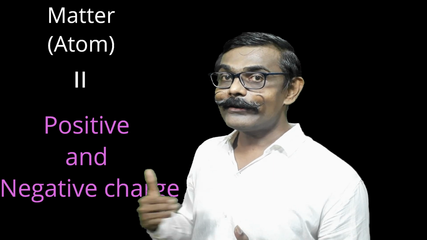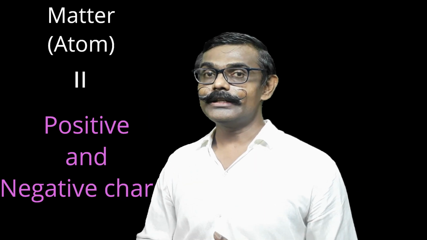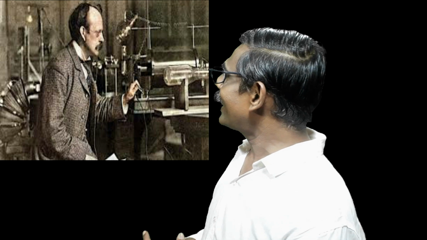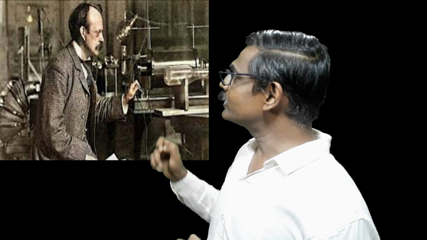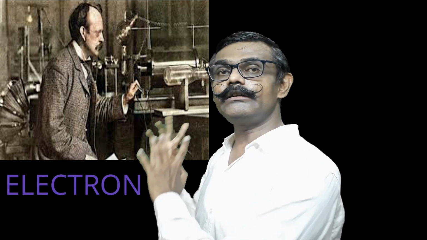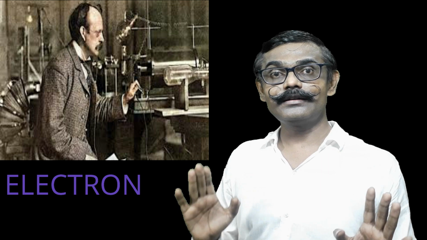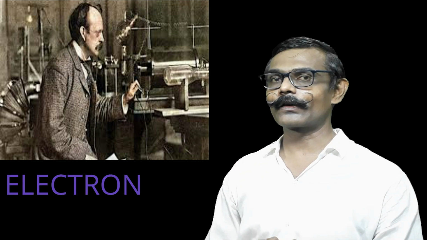Then by the end of the 19th century, Sir J.J. Thomson studied in detail the negatively charged species, the cathode rays. Then they came to know that those cathode rays are negatively charged, and Sir J.J. Thomson labeled that negatively charged species as electron. So the first subatomic particle got its name. What is that? Electron.